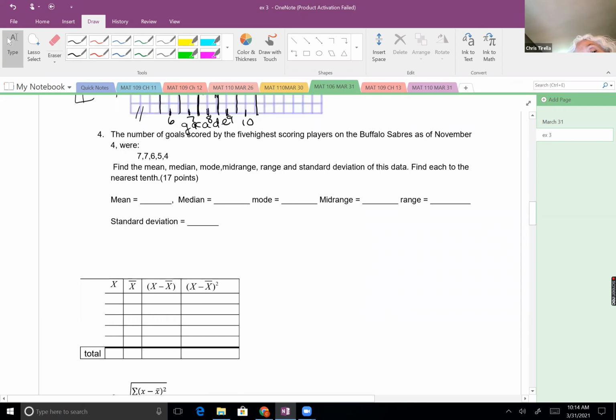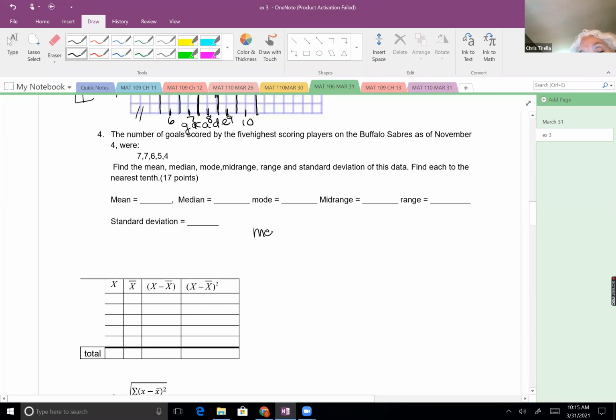Then next, this was from last November, the number of goals scored by the 5 highest scoring players on the Buffalo Sabres as of last November 4th: 7, 7, 6, 5, 4. I ask you to find the mean, median, mode, mid-range, range, and standard deviation. And again, in my labs, they won't be all grouped together in one question, but rather you'll have a separate data set and have to find each of those separately.